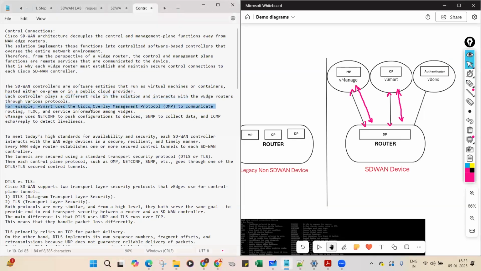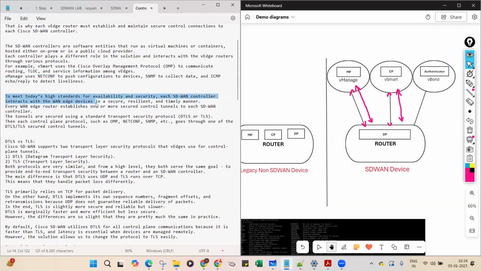For example, vSmart uses Cisco Overlay Management Protocol to communicate routing, TLOC, and service information among vEdges. vManage uses netconf to push configurations to devices, SNMP to collect data, and ICMP echo and reply to detect liveliness.